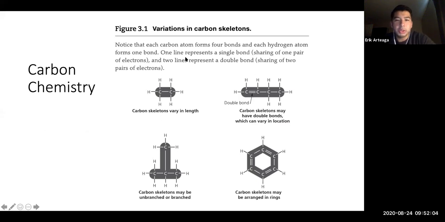All right, so carbon chemistry, variations in carbon skeletons. Notice that each carbon atom forms 4 bonds and each hydrogen atom forms 1 bond. One line represents a single bond sharing a pair of electrons, and 2 lines represent a double bond. So you'll see double bonds here in the hydrocarbon skeletons. This is a benzene ring, a base of a lot of different biological molecules. You have branched or unbranched hydrocarbons, and these hydrocarbon skeletons are going to be the main base of a lot of different organic compounds.